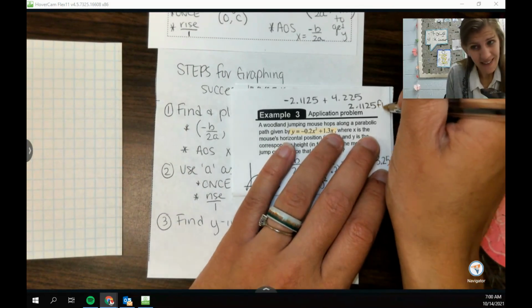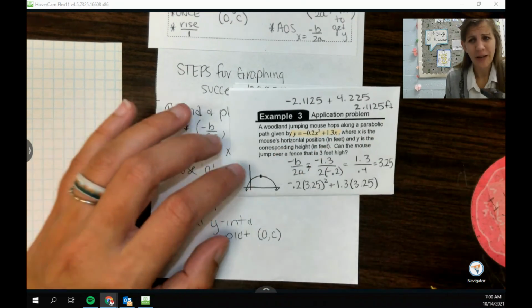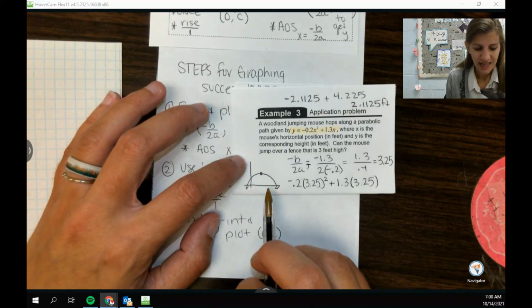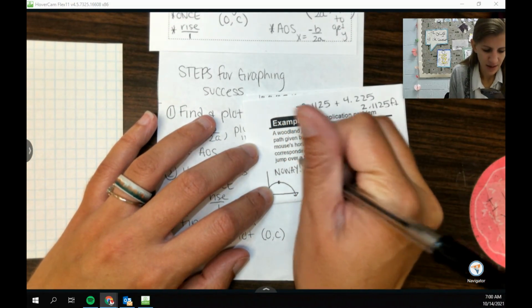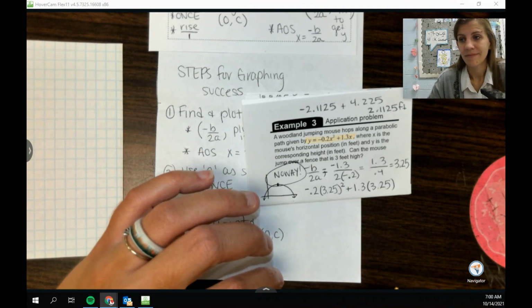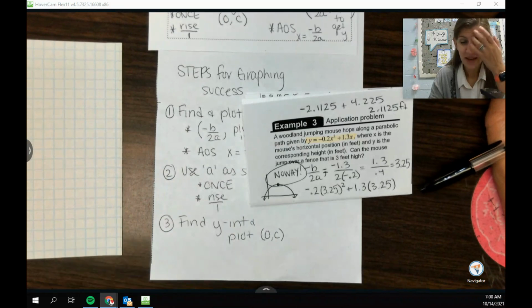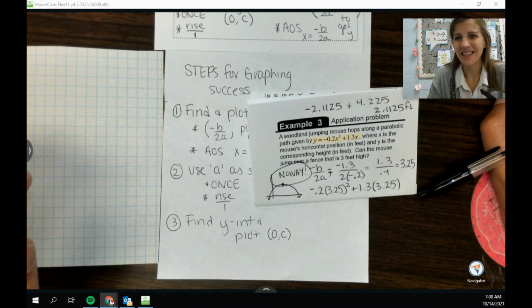Which I feel like tells me this mouse is not going to make it. He's only jumping 2 feet up into the air, a little extra. He's not going to make it over that fence. No way. He needs a whole other foot. Sad. All right, I'm going to make another small video where I do a couple more graphs on this graph paper, just in case you need it.